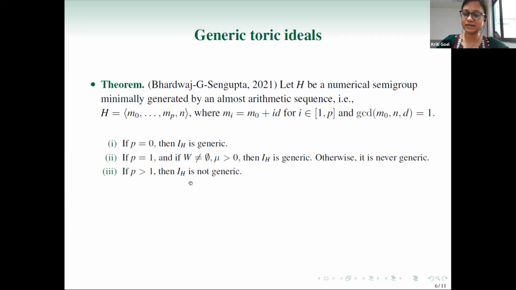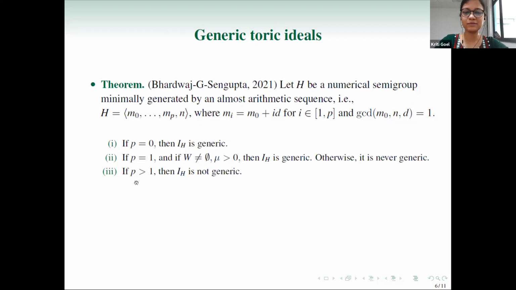First of all, it says that if p is equal to 0, in particular, if we have a generating set of two elements, then I_H is generic. It's kind of known. If we have p equal to 1, then under some technical setup, we have that the defining ideal is generic. Otherwise, it is never. So this is the class of rings where it's generated by 3 elements.